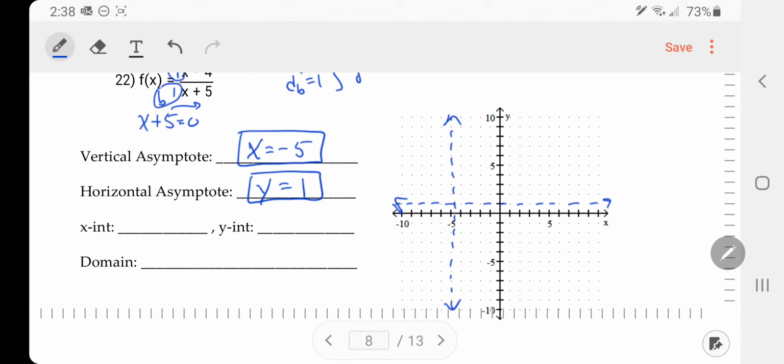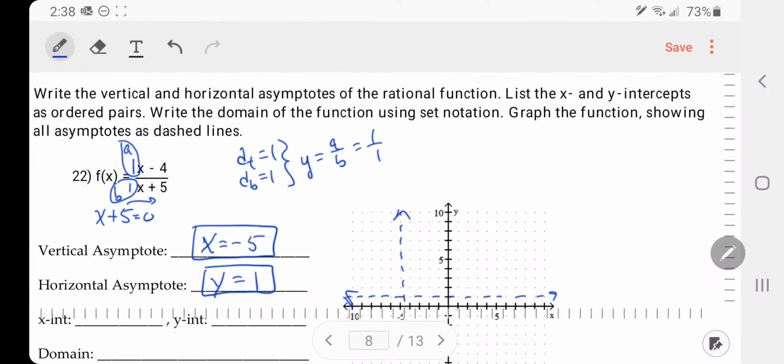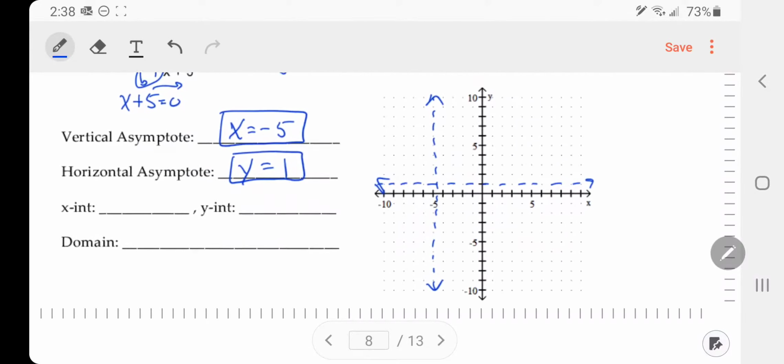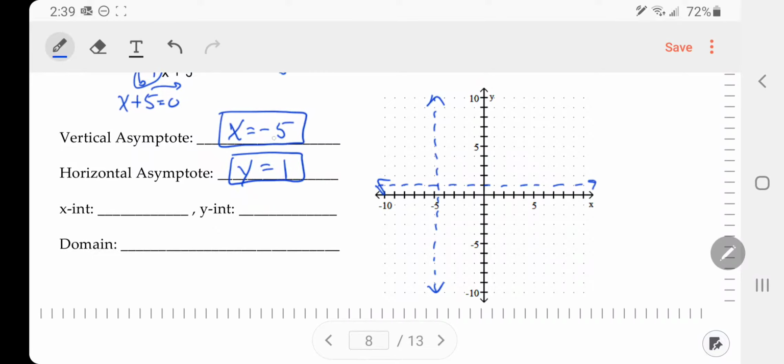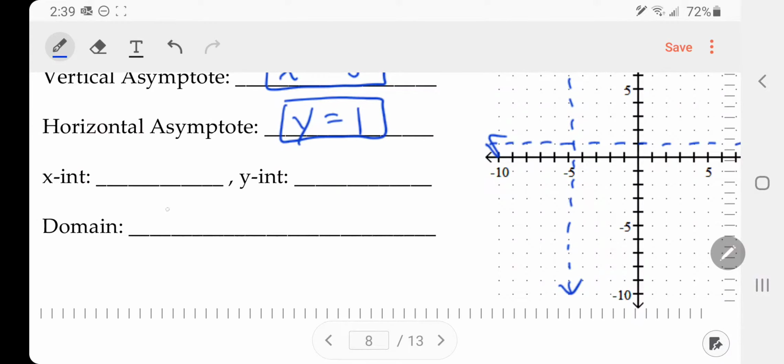Next easiest thing is the domain. And then how did they want it? They wanted the domain in set notation, which is nice because we know that the vertical asymptote and the domain, they correspond. So in set notation, that's going to be the set of all x such that x cannot be -5.